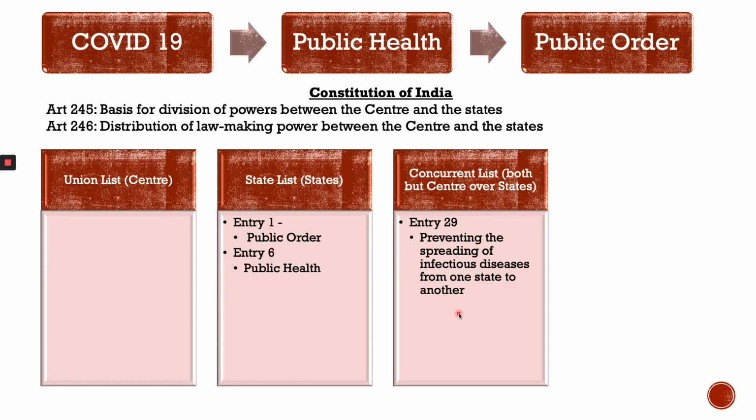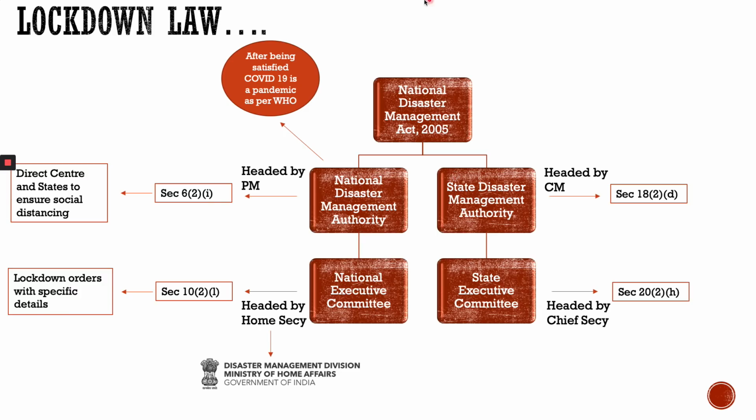And this is why the center could actually come up with the national lockdown. And this is why, if the center has a national lockdown, it is implemented across the states. But if the center does not have a national lockdown, then the states are free to have their own state lockdowns because ultimately it is in the concurrent list. Now let's understand this through some real-time legislative provisions.